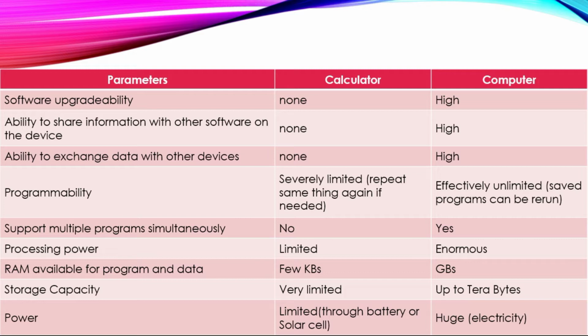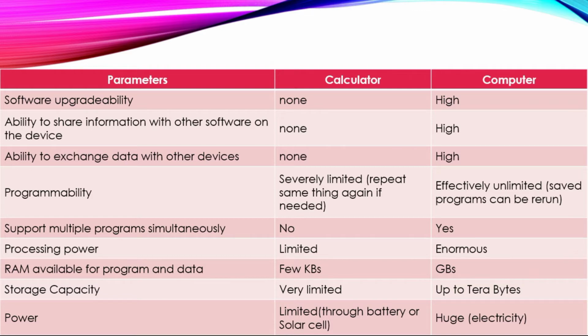Support multiple programs simultaneously. Calculator does not support multiple programs, only one program at a time it can execute. Computer can run multiple programs simultaneously. Processing power, very limited processing power is needed. Only batteries are needed for calculator to run. Whereas in computer, there is a huge amount of resource, or you can say electricity, needed.